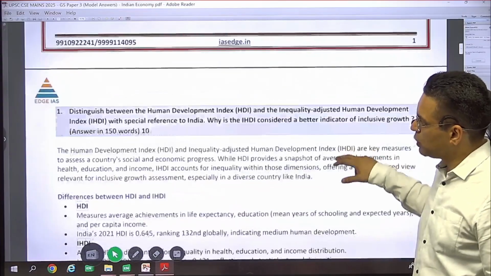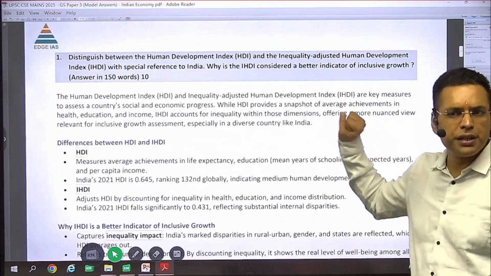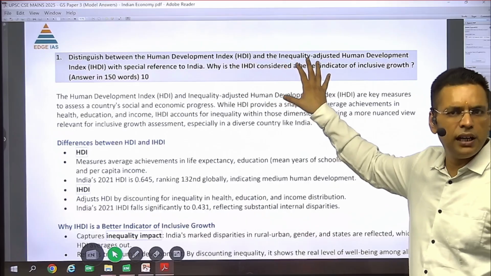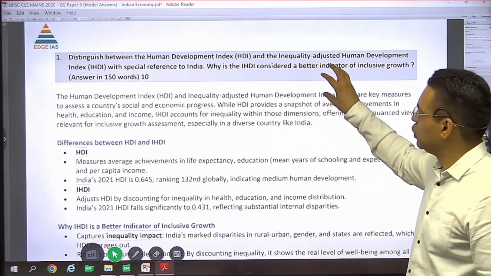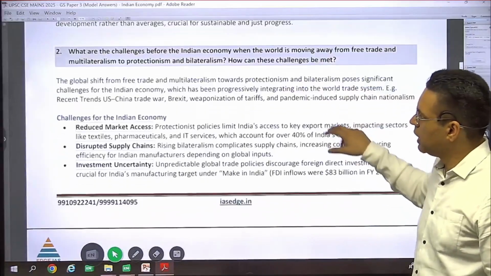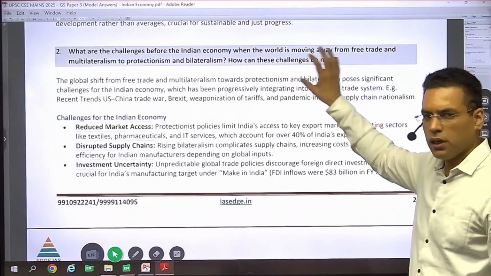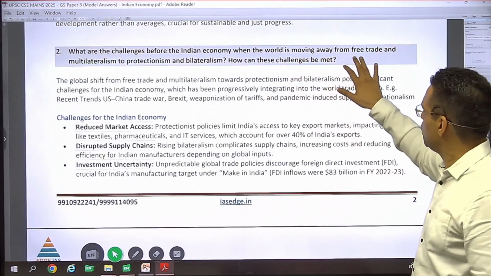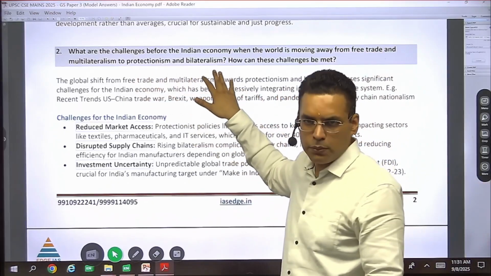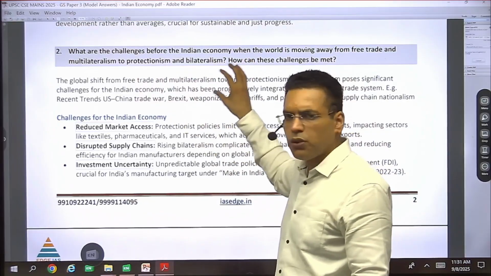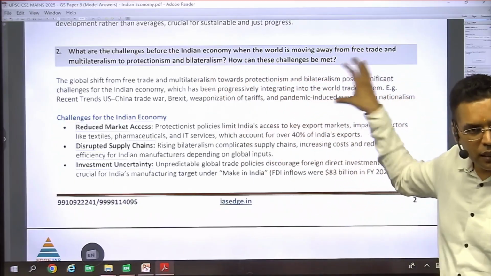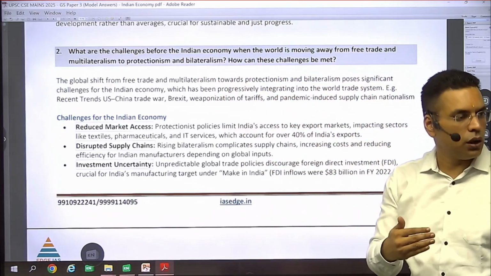And if you just look at the questions, you'll find that these questions are pretty basic. So from development, they have asked about human development index, and they've compared the human development index with inequality index. Pretty basic. Then they've asked, this is highly contemporary relevance, the Trump policy. World is moving away from free trade and multilateralism to protectionism and bilateralism. Now this is the current trend from last 5-7 years. So pretty basic. So this question, but again very contemporary, which means your reading has to be very thorough in newspaper.